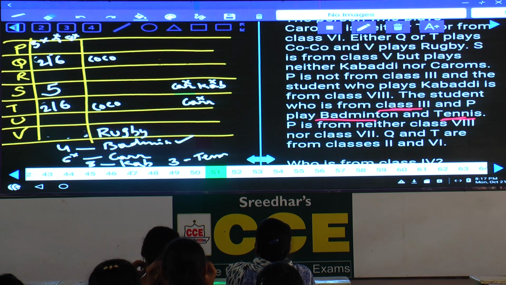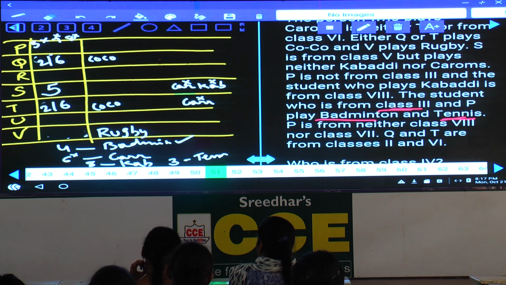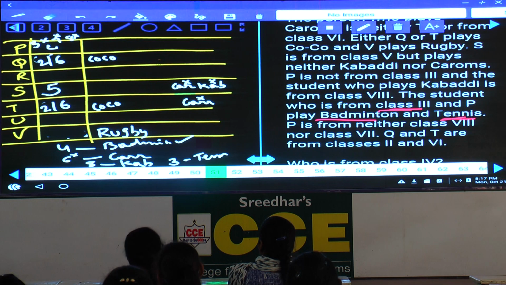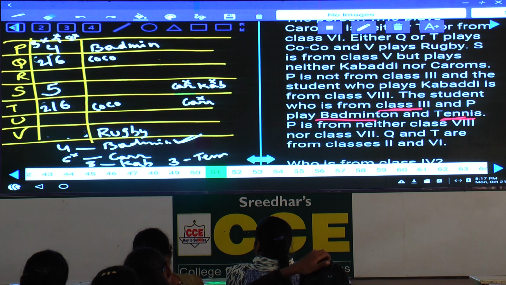Now if you take the case of P, P cannot be 3rd standard, cannot be 7th, cannot be 8th, cannot be 5th standard. Cannot be 2nd standard, cannot be 6th standard. Now we are left with only the 4th class. Now if this P is 4th class, this P must play badminton. Now the first information is done.